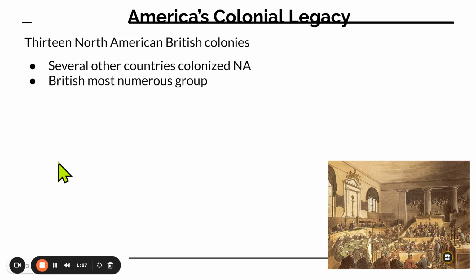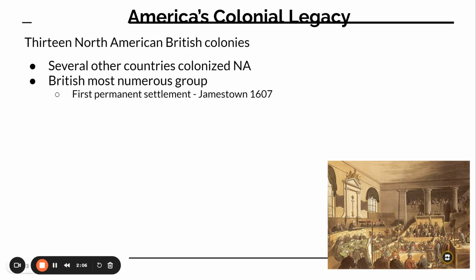But even if this were not an American history class or an American government class, we would give the British the bulk of the attention here because they were far and away the largest group of colonists in North America. Not even close in comparing them, especially to the French. Okay, and for now, our focus will be really on the eastern half of North America, north of what's now the border with Mexico.